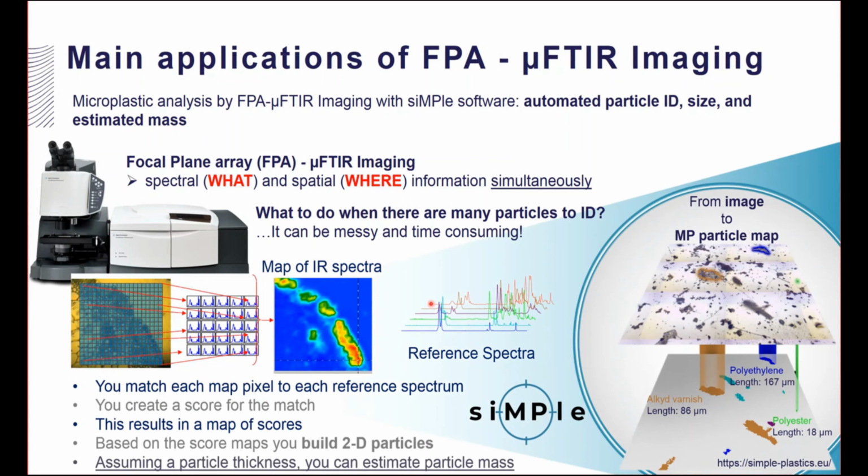And with these scores, we can create a map of scores and rebuild our particles in a two-dimensional way. So from the particles that we have in our microplastic sample, we can replot the particles according to their chemical composition, and we can obtain a polymer-based map that allows us to identify every single synthetic polymeric particle in the samples we collect and analyze.